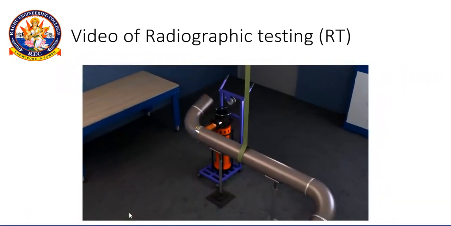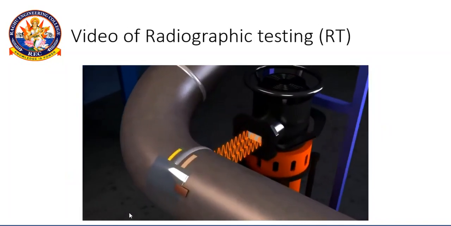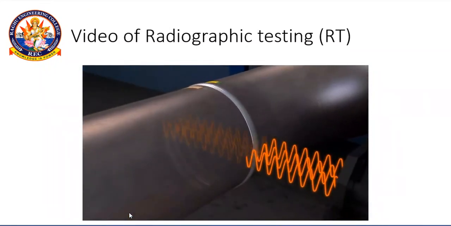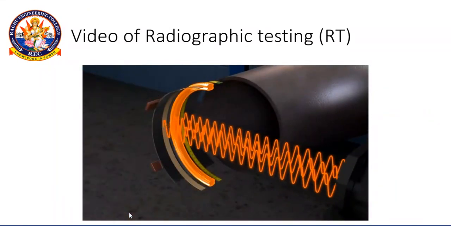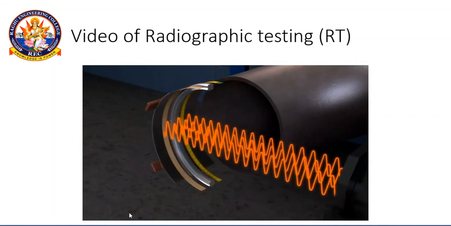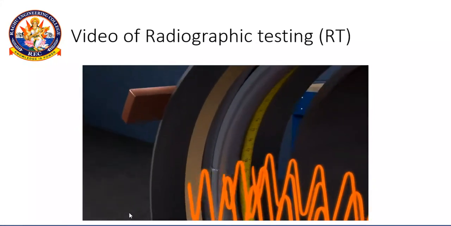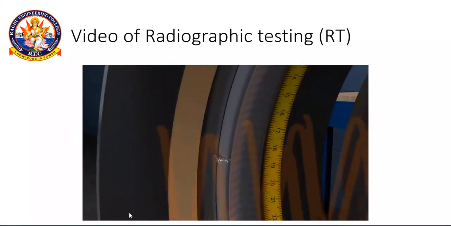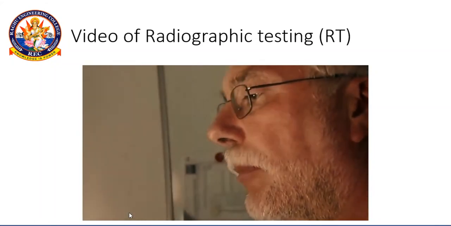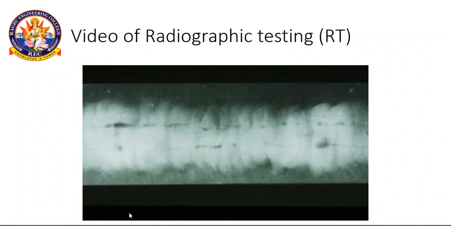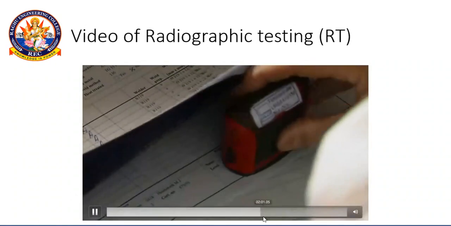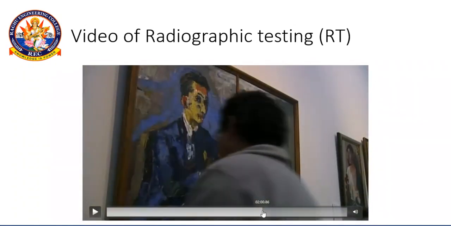It starts its radiation. See here, there is an imaginary animated video. The X-rays are passing from one edge to the other edge up to this X-ray film. See, he is interpreting the defects. By seeing this, we can observe so many. See here, I want to rewind this one.